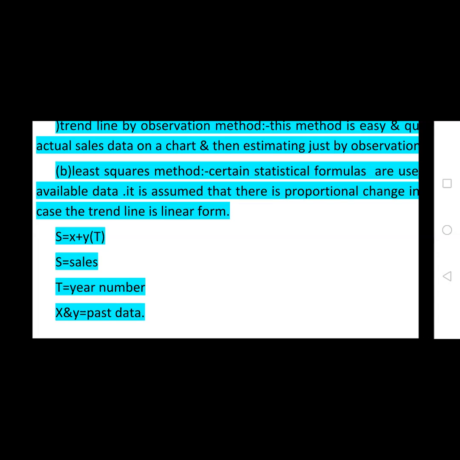There is a certain statistical formula which is helpful for demand forecasting. We use the past data, and it is assumed that proportional changes occur in the past data. So with the help of this past data, we use least squares to estimate the future demand.